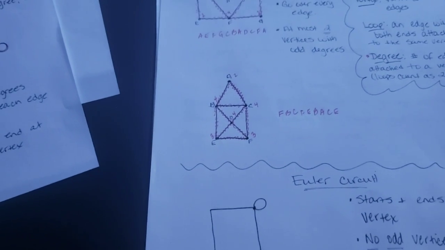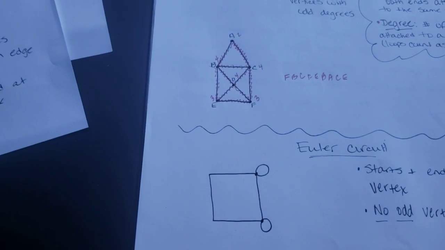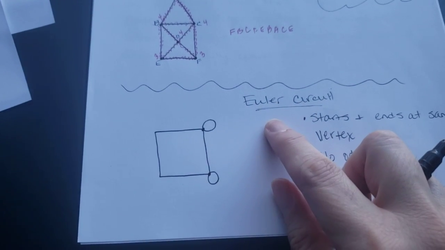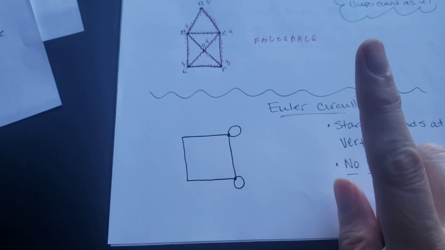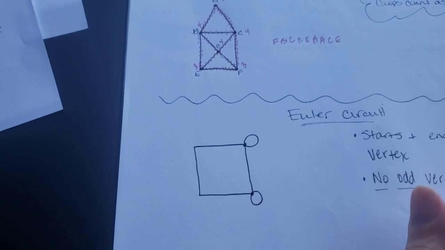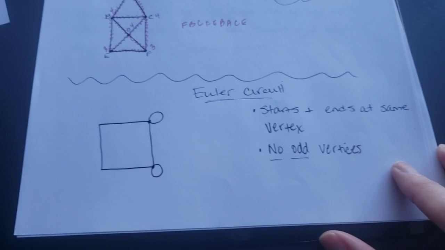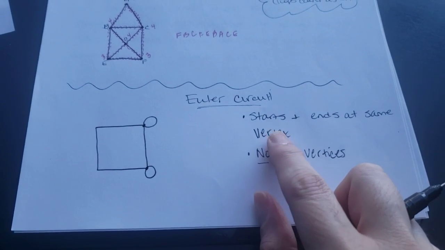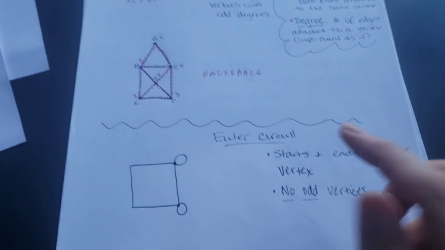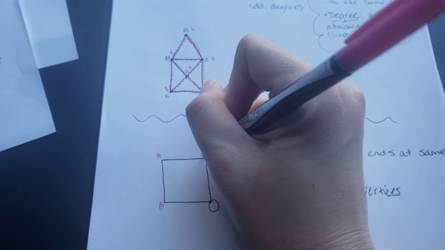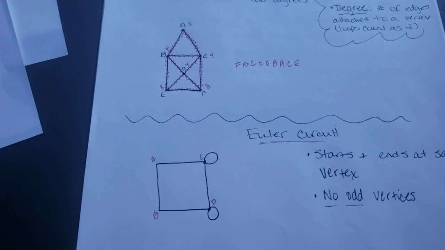So now getting back to our mail delivery question, what we really want to look at is an Euler circuit, because remember, we wanted to start and end at the car. So we want to start and end at the same place. And that's what makes it a circuit, that it starts and ends at the same vertex. So I'm going to label my vertices here, A, B, C, and D.